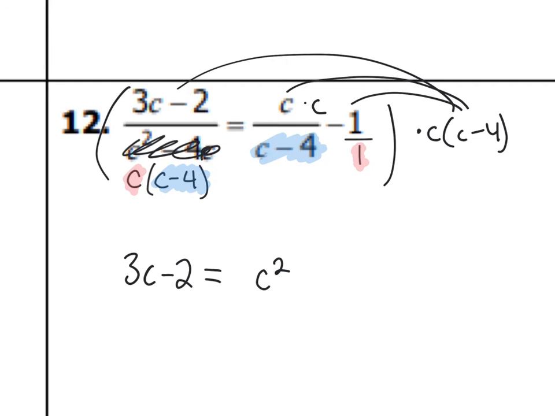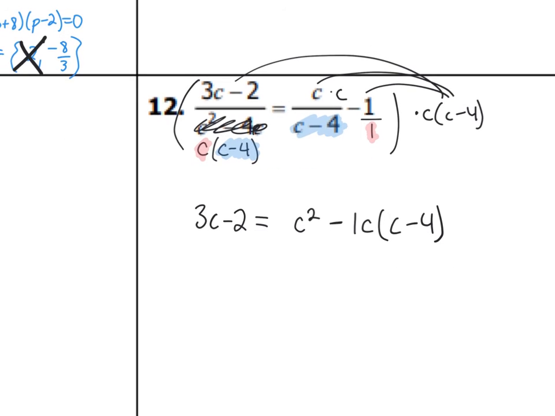What is c times c? Okay. And now to get from 1 to c times c minus 4, what do you multiply by? c times c minus 4. But it is a negative 1, right? Okay, so negative 1 times c times c minus 4. Cool.